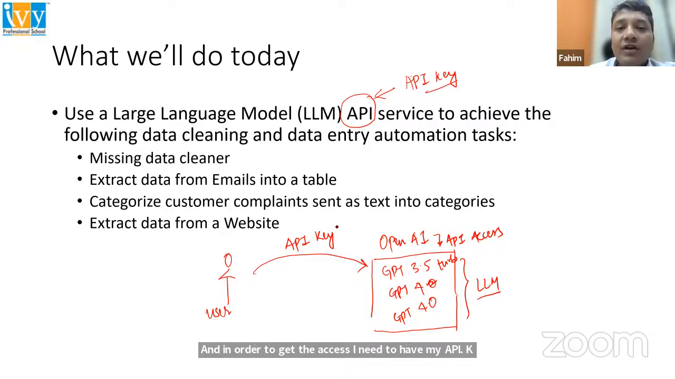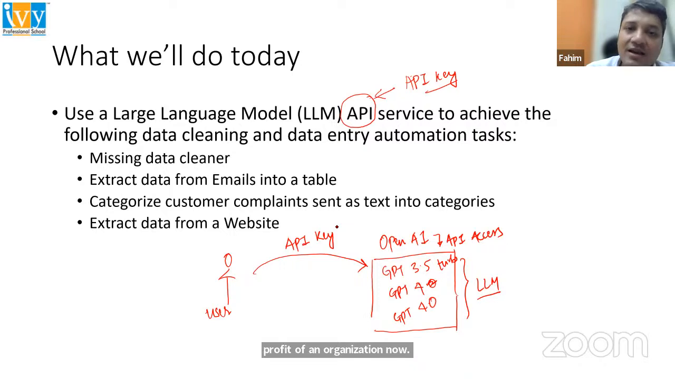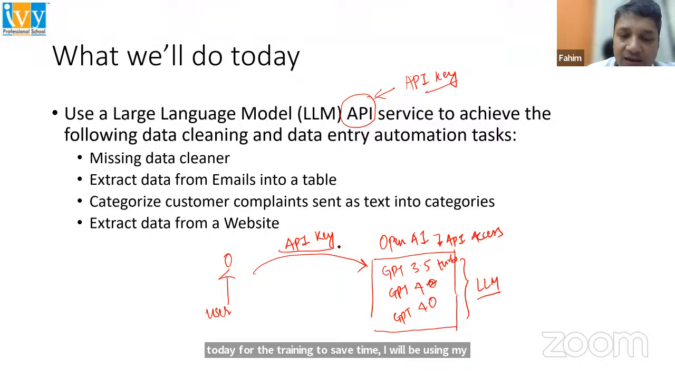An API key is sort of a login key, private to a particular user or organization, through which you can also pay. If you're going to use a lot of their service, then OpenAI, which is a profit-driven organization now, will of course charge you money, but they give up to $5 free, which is good enough to try a lot of things. I will show you how to create your own API key. Today, to save time, I will be using my API key, but I will show you how to create your own as well.